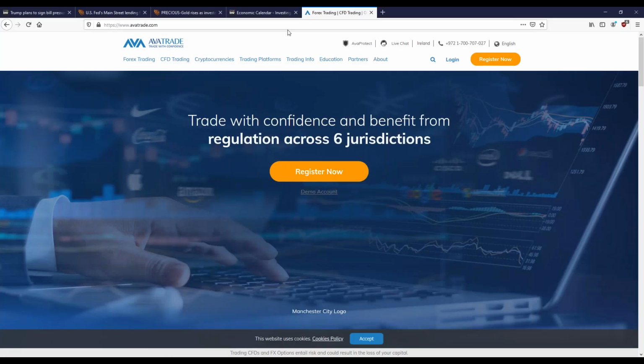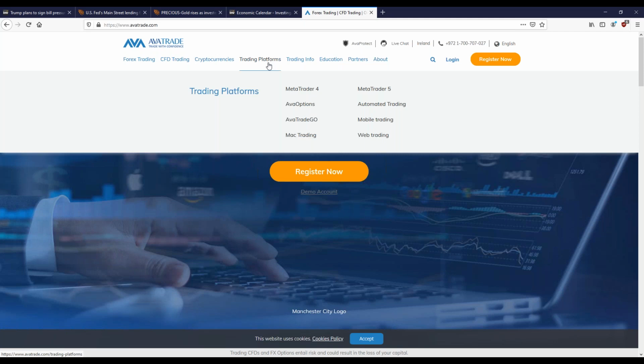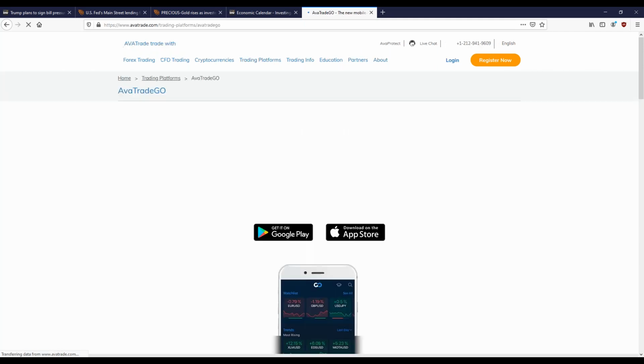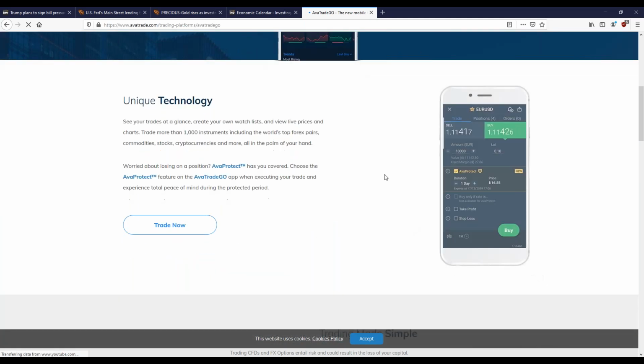And in terms of the risk management feature I was talking about on the AvaGo mobile app, you can download the AvaGo mobile app here under trading platforms, AvaTrade Go. And you'll see when you're in this app, it's got some nice features.